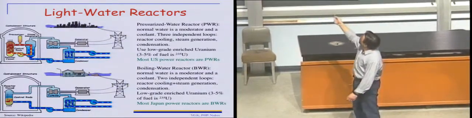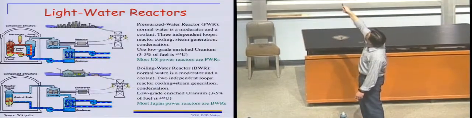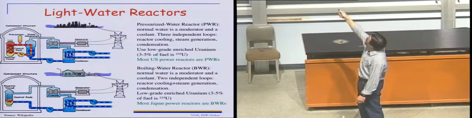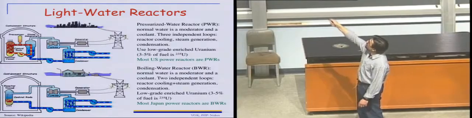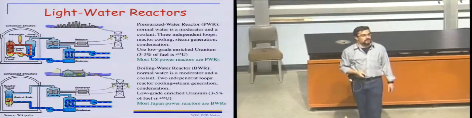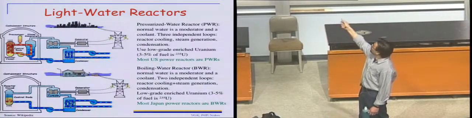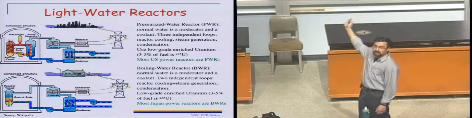So this loop can be connected to the outside environment. This loop is separated by one loop, at least, from the primary loop that runs through the reactor core, so this is a relatively safe design. A leak in this loop does not directly contaminate the loop that may be connected to the environment.